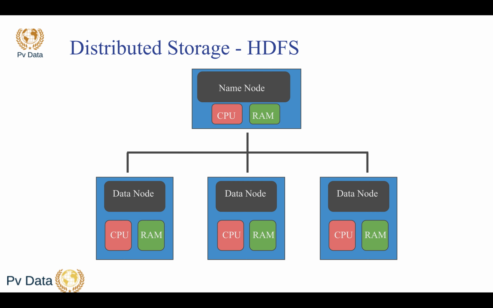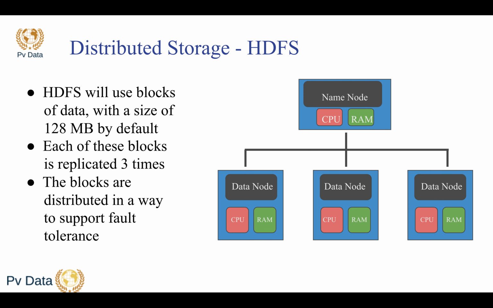This is the typical architecture of an HDFS file system. Traditionally we have a master node which consists of CPU and RAM, and data nodes, each consisting of CPU and RAM. HDFS uses a block size, meaning the size of the block processed at a time. The default size for HDFS is 128 megabytes, which can be changed. And there is a block replication factor, meaning the same data is duplicated across three systems.